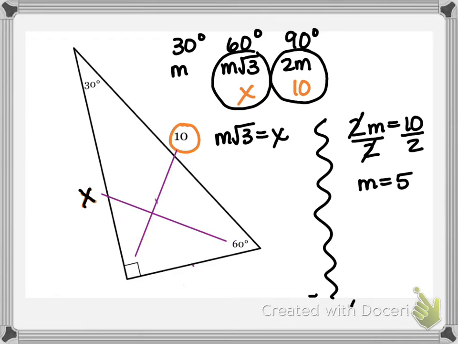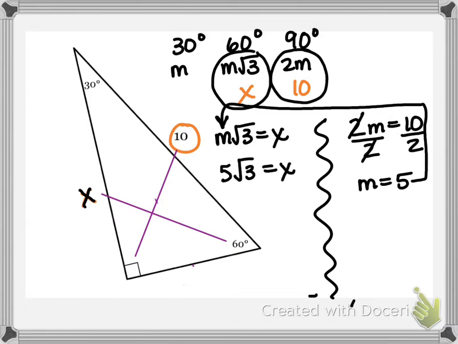5. Once you have found m, you travel all the way to the other side and dump it into the other m on the other equation. Substitute. So the m disappears and becomes a 5. 5 square root of 3 equals x. I cannot multiply 5 times square root of 3. They are not like terms. And I stop, and that's my final answer.